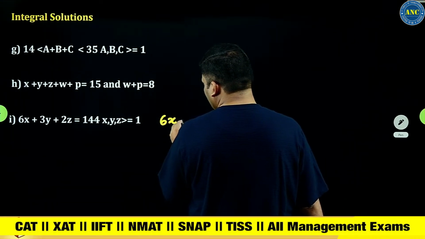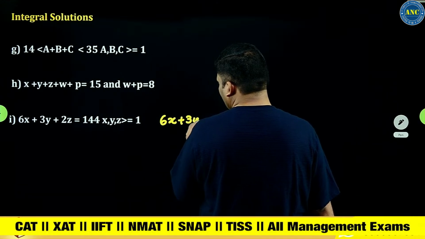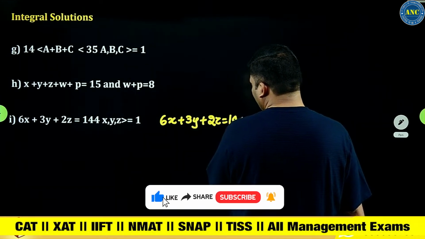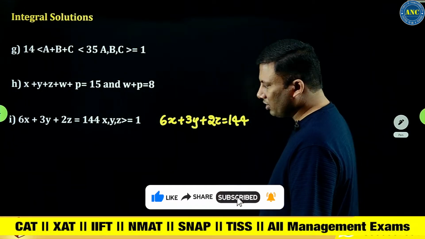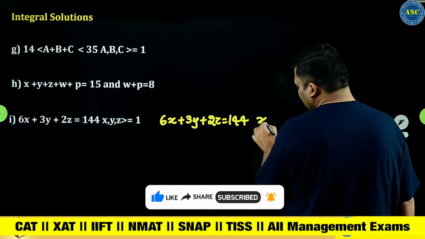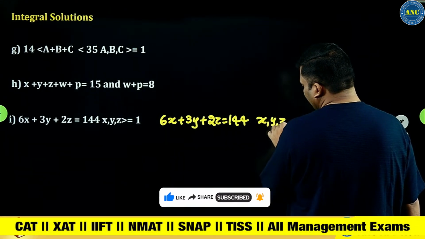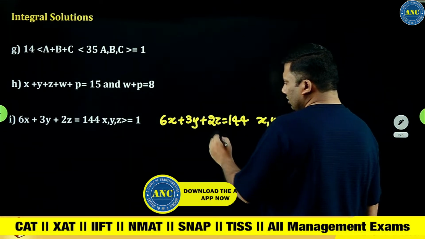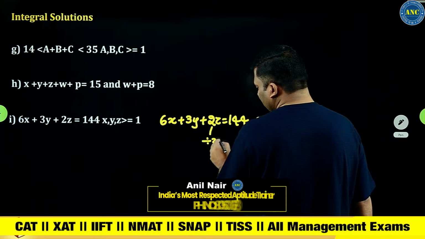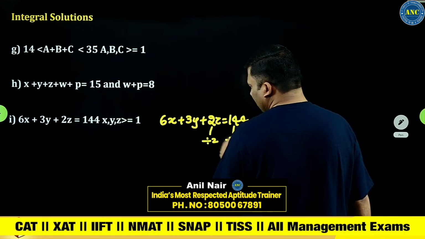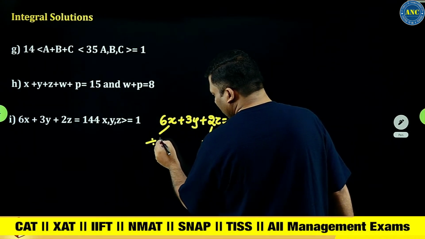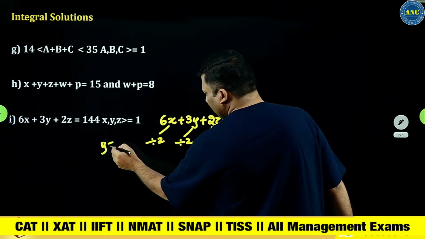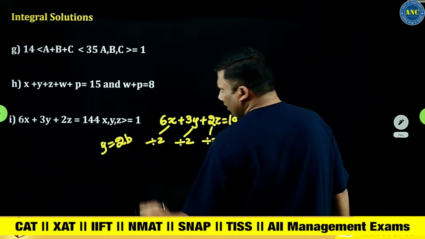6x plus 3y plus 2z is equal to 144. Seems like a complex question, but it is an easy question. x, y, z greater than or equal to 1. Listen carefully. This is divisible by 2. 6x is also divisible by 2. That means 3y should be divisible by 2, so y should be divisible by 2.